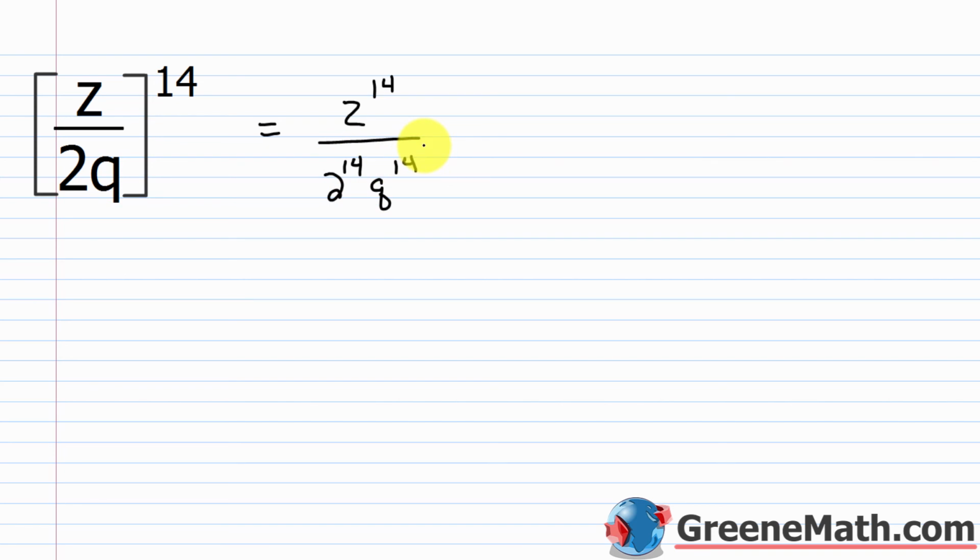You can kind of start out by thinking about it as, okay, this in the denominator, the 2q, is raised to the 14th power. We've already learned that if we have that, we can kind of separate the 2 and the q and raise each to the 14th power. So again, we end up writing this as 2 to the 14th power times q to the 14th power.